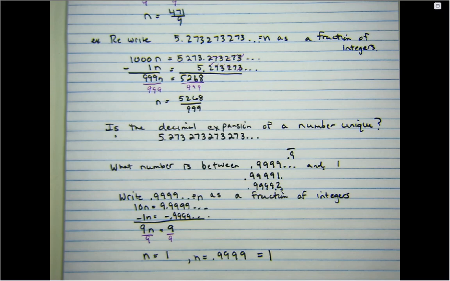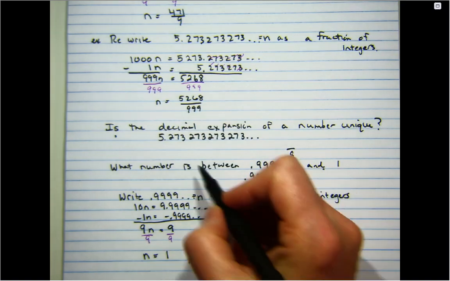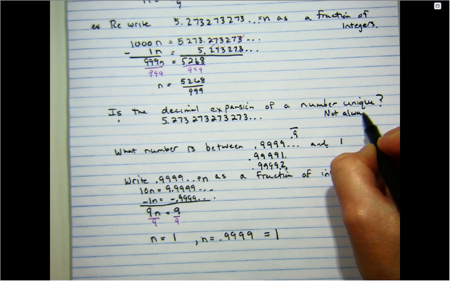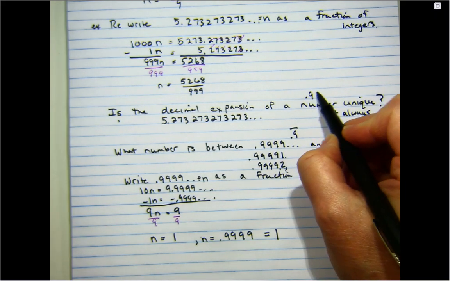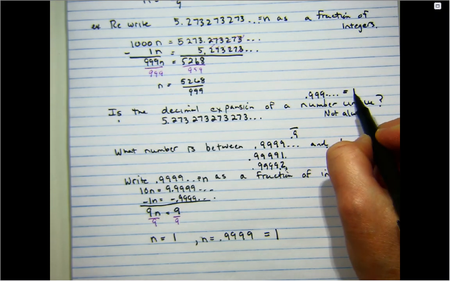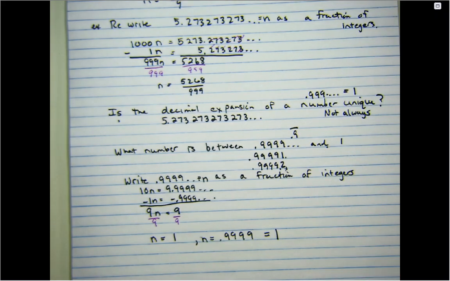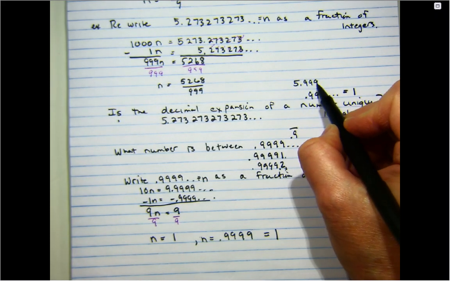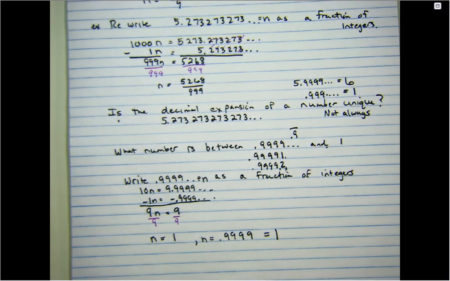Well, most of the time it is unique. The exception is when you end in 0.999 repeating. So we'll say not always. So we can write 0.99999... or 1, and those are the same thing. If you had another number that ended in 0.999 repeating, like 5.9999 repeating, that would be 6. So numbers that end in 9s repeating forever are equivalent to the integer that comes next.